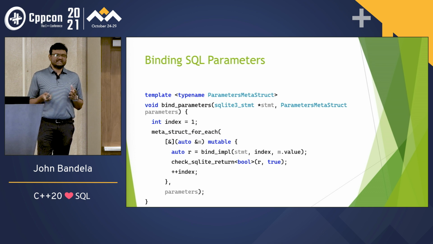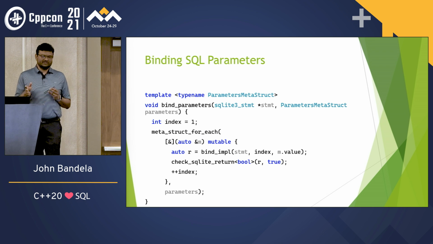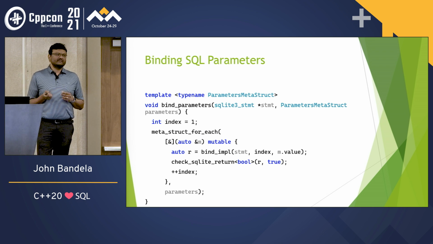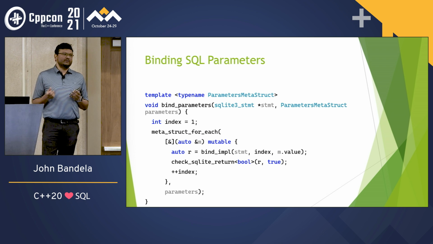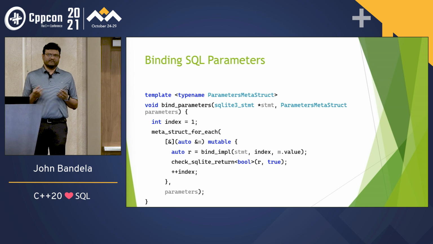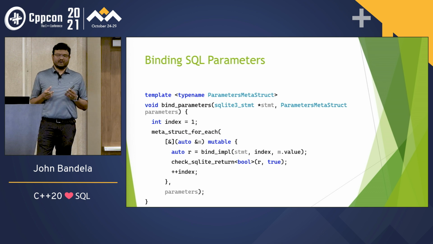So bind parameters: we just take the parameters meta struct, and parameters start with index 1, so don't start at 0. There's a function called meta for each, which gives us all the members in the meta struct. For each one, we just call bind impl with the value of that. And bind impl is just an overloaded function, based on what the value type is. If it's an int or a double or a string, it'll read that from the SQL statement object, doing all the casting and everything like that. We just check our SQL return and index. So simple thing, this binds all our parameters.